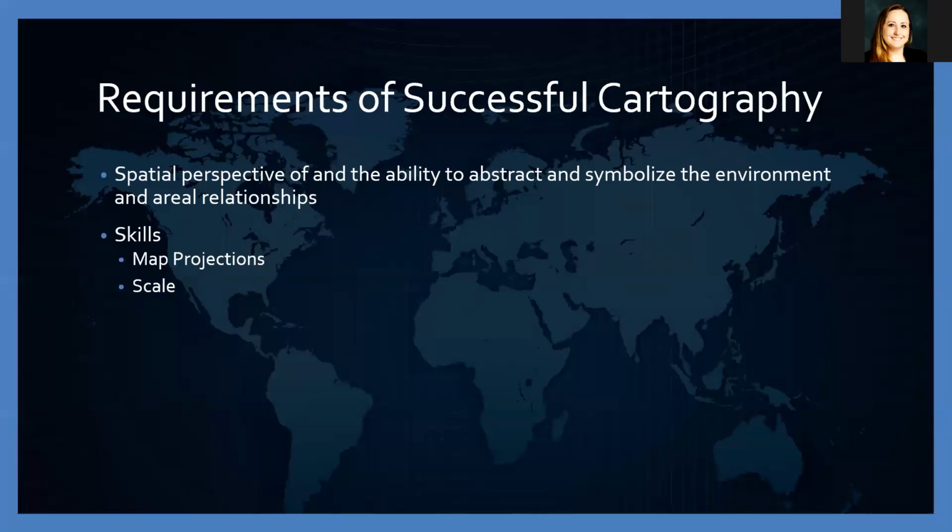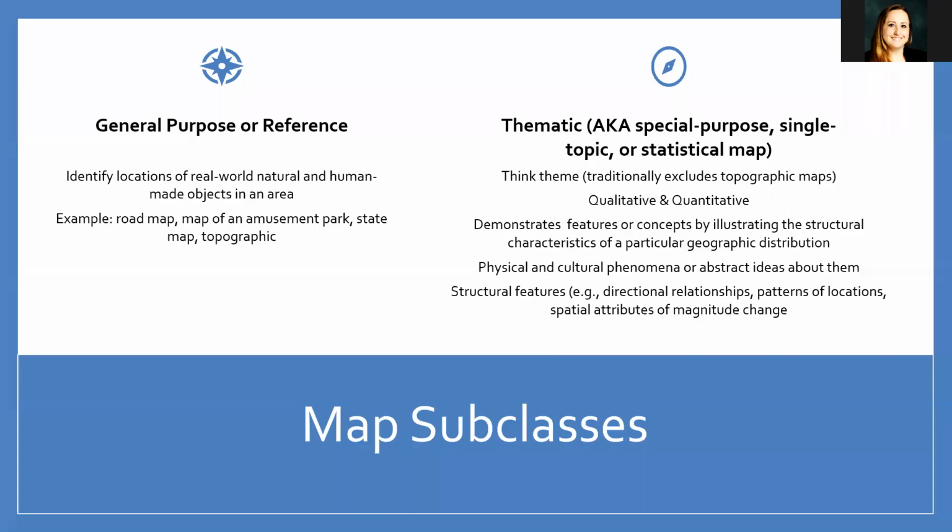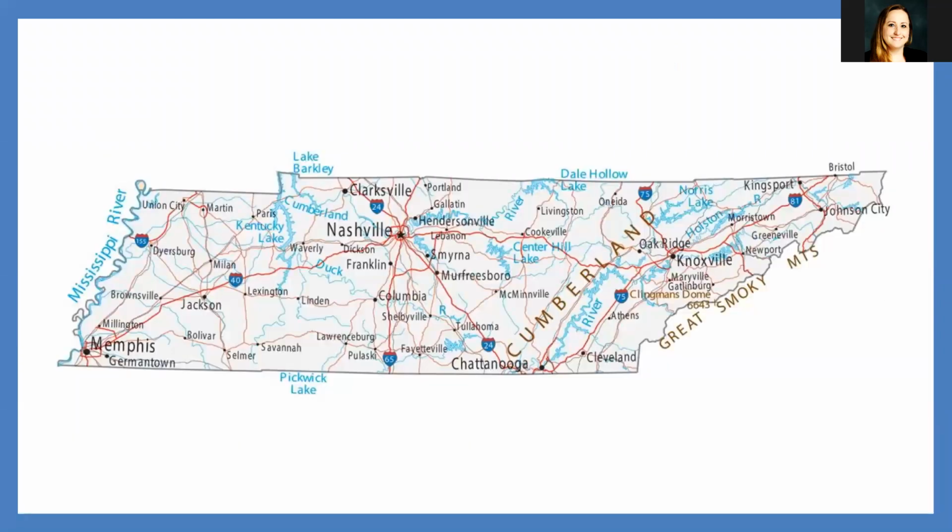To create accurate maps, cartographers need to have a spatial understanding of the physical environment and areal relationships, as well as the ability to abstract and symbolize them. General purpose or reference maps include natural and man-made features of the Earth with the sole purpose of showing their location. Here is an example of a road map of Tennessee.